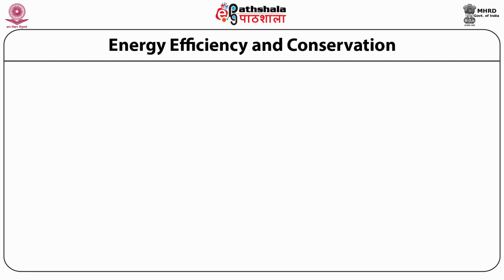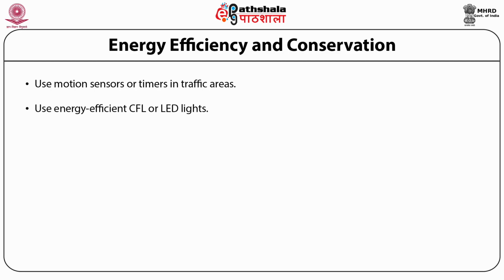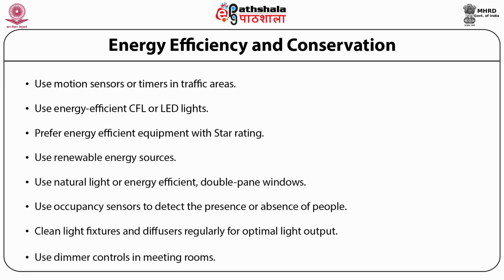But dear students, we can also increase the energy efficiency and conserve energy, in which each one of us can contribute. But then how? Use motion sensors or timers in traffic areas. Energy efficient CFL or LED lights can be used. There can be energy efficient equipment with star rating, and we can also use renewable energy sources such as solar energy, wind energy, so that we can continue using the energy and not go on without energy sooner or later.